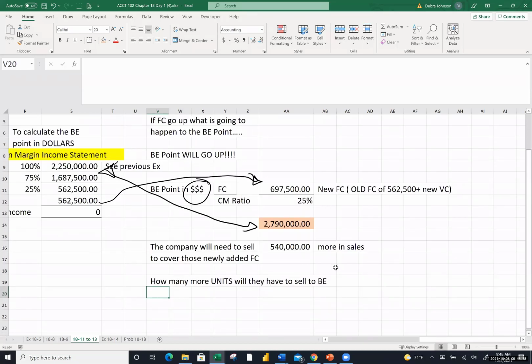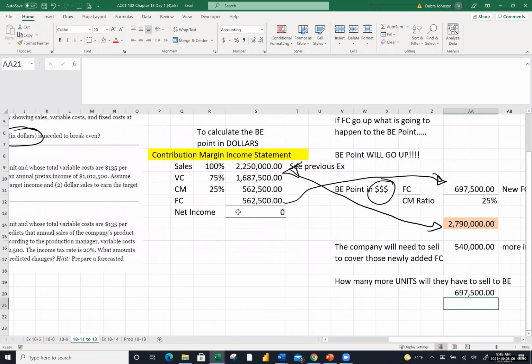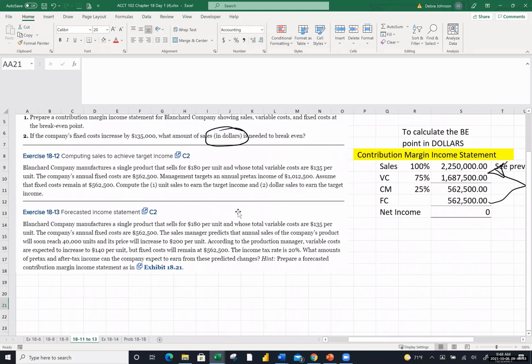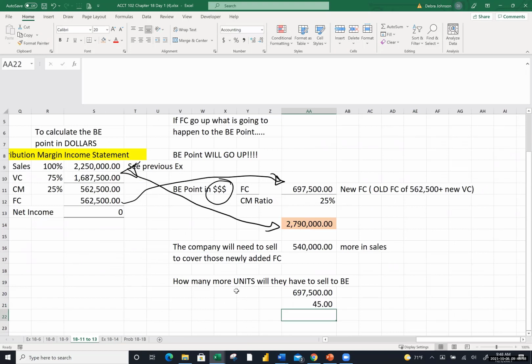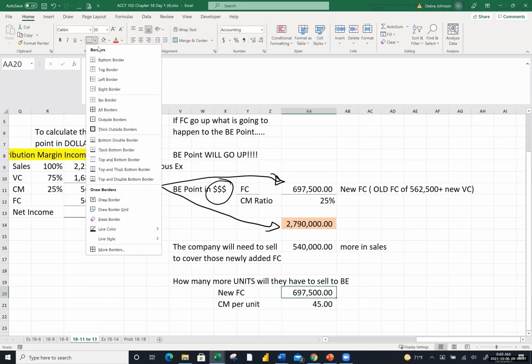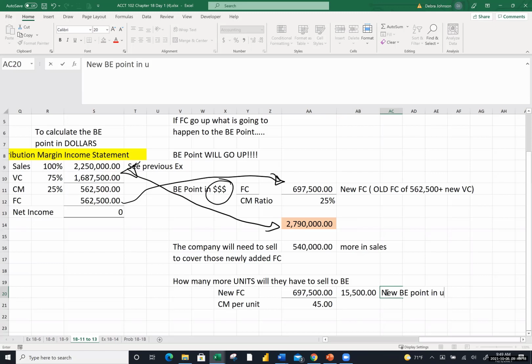There's lots of ways you could answer this, by the way, but I'm going to do what Danya just suggested. I'm going to take those new fixed costs on the top, and divide by the contribution margin per unit. I forgot what it was. It was $45. So here is the new fixed cost divided by the contribution margin per unit. She wanted to know how many units that would be. That's the new break-even point in units.